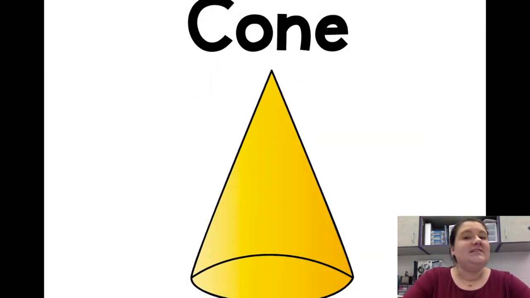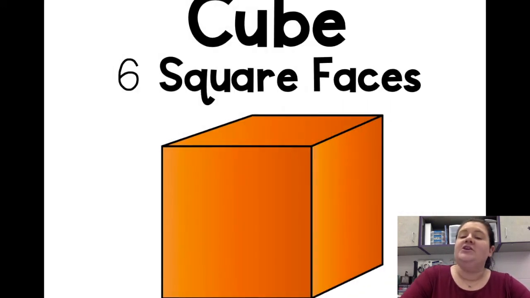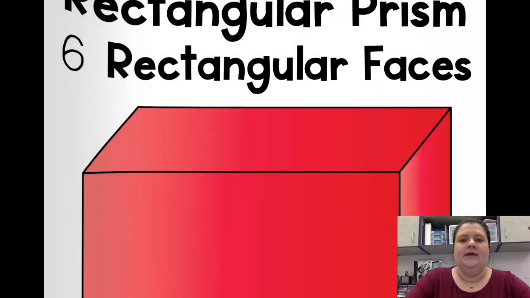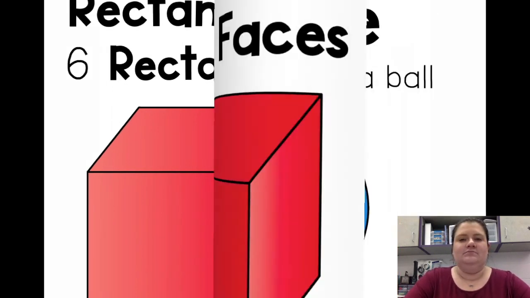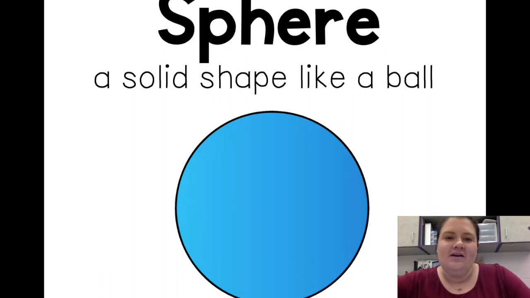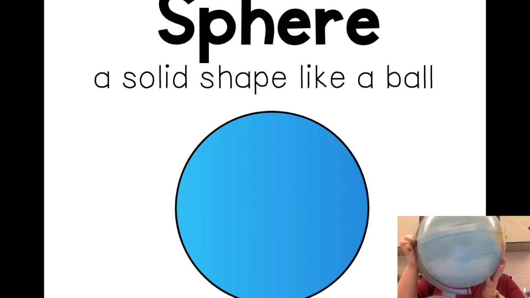All right, so let's take a look at some of our solid shapes that we have. We have a cone. So a cone is similar to an ice cream cone. Then we have a cube, and a cube has 6 square faces. We have a rectangular prism. A rectangular prism has 6 rectangular faces. And then a sphere. A sphere is a solid shape like a ball or a globe.